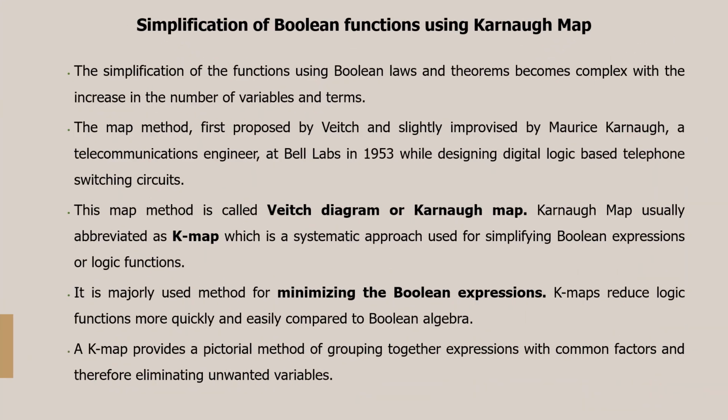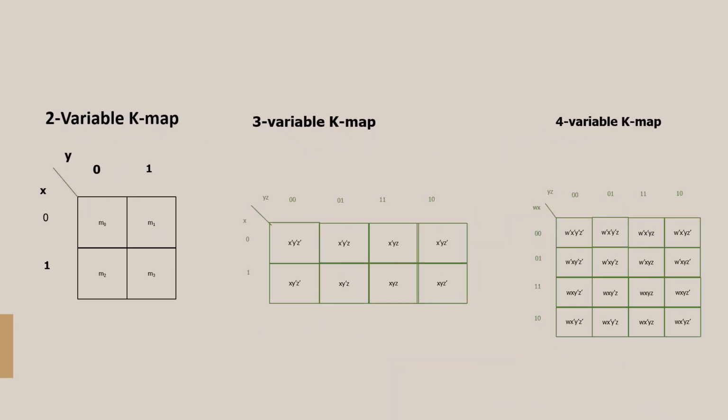Then the next one is the Karnaugh map. Why we are going for the Karnaugh map is, in order to minimize a Boolean expression, the K-map reduces the logic functions more quickly and easily compared to Boolean algebra. There are many types of K-map. There is the 2 variable K-map, the 3 variable K-map and the 4 variable K-map.